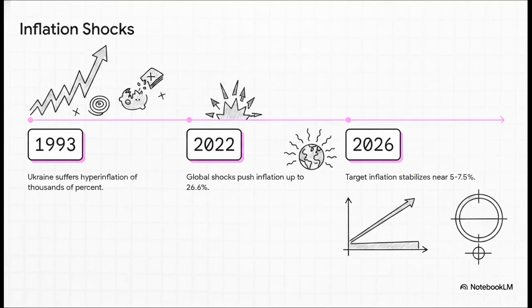To ground this theory in reality, let's look at recent history. In 1993, Ukraine suffered devastating hyperinflation, where prices rose by thousands of percent, wiping out savings overnight. Decades later, in 2022, global shocks pushed inflation up to a very painful 26.6%. But by actively managing the math, central banks aim for targets, like the projections for 2026, hoping to stabilize inflation near a much more manageable 5 to 7.5%.